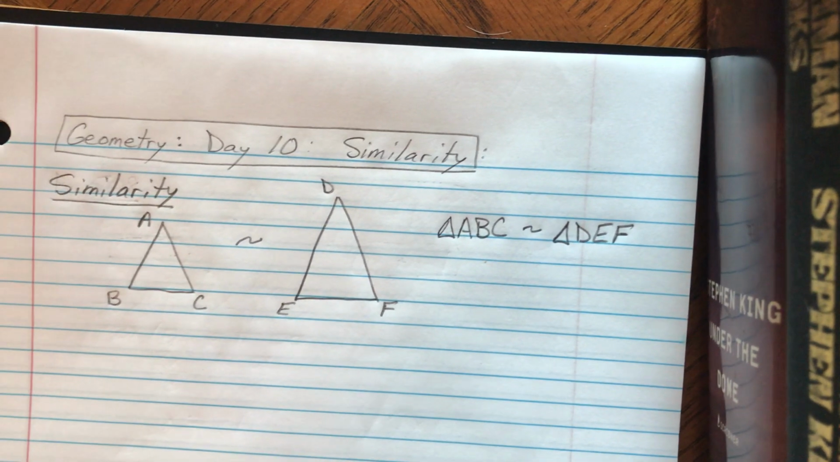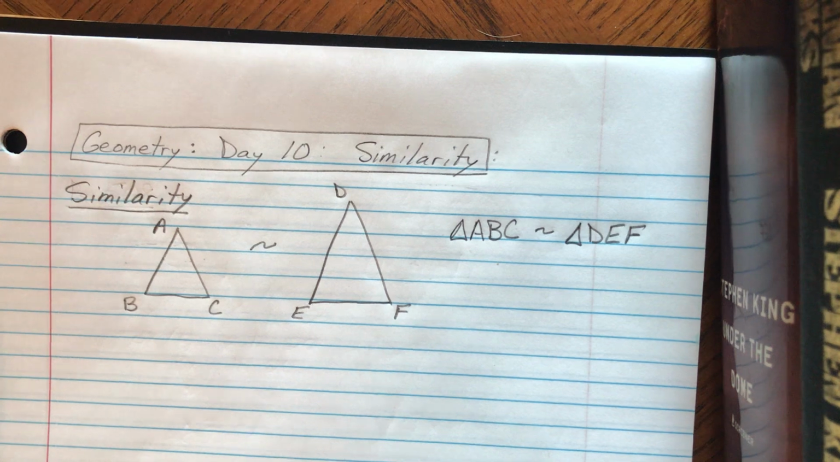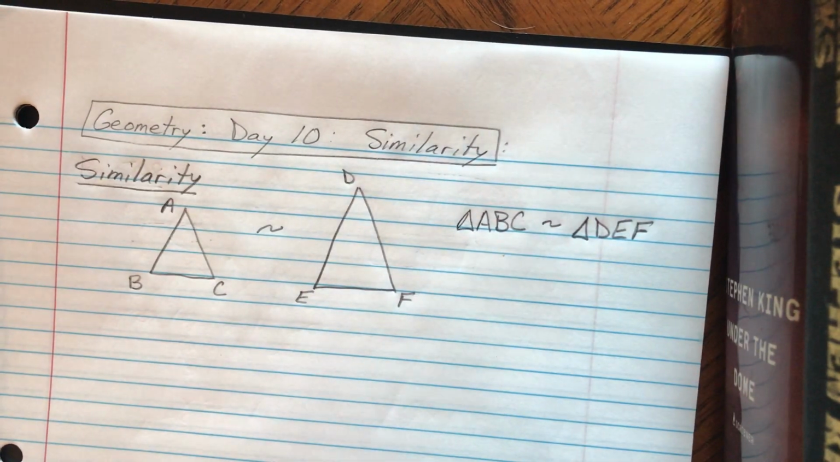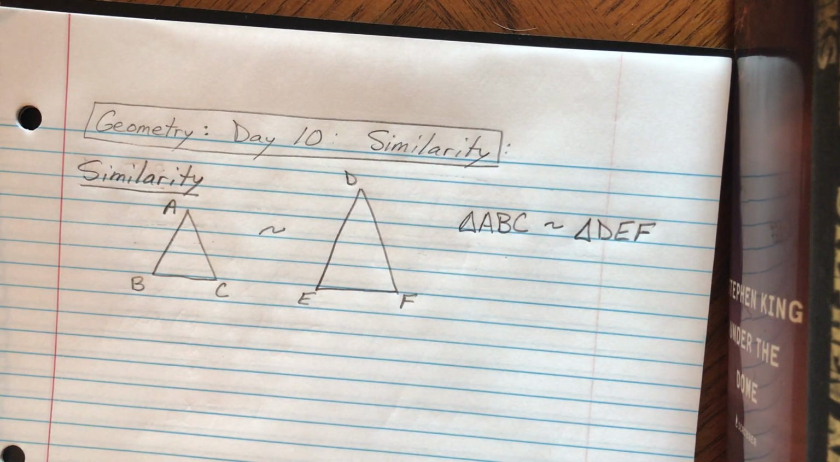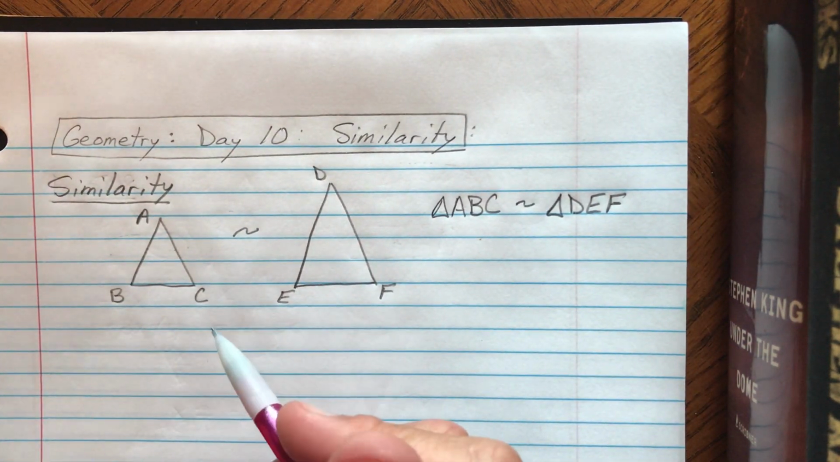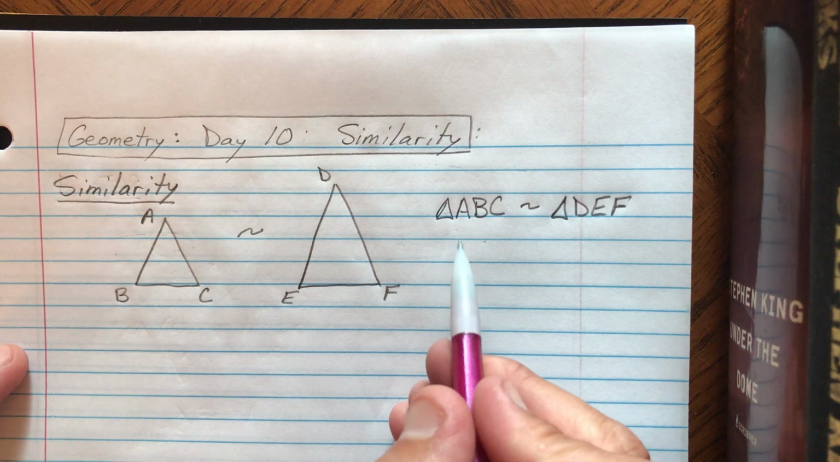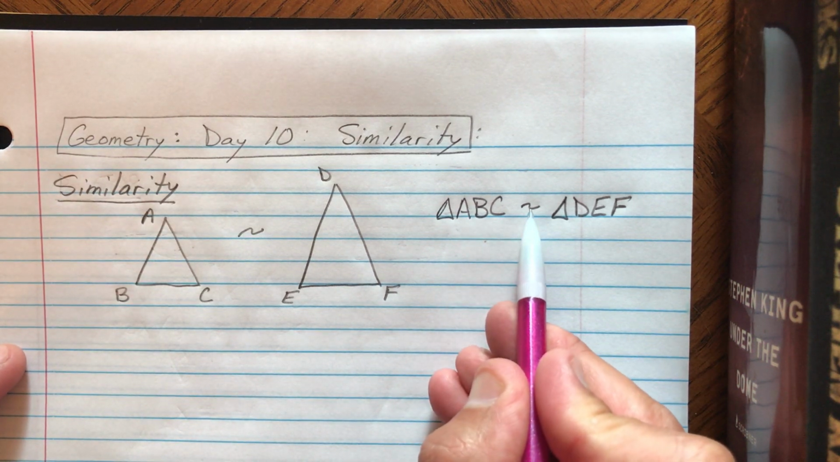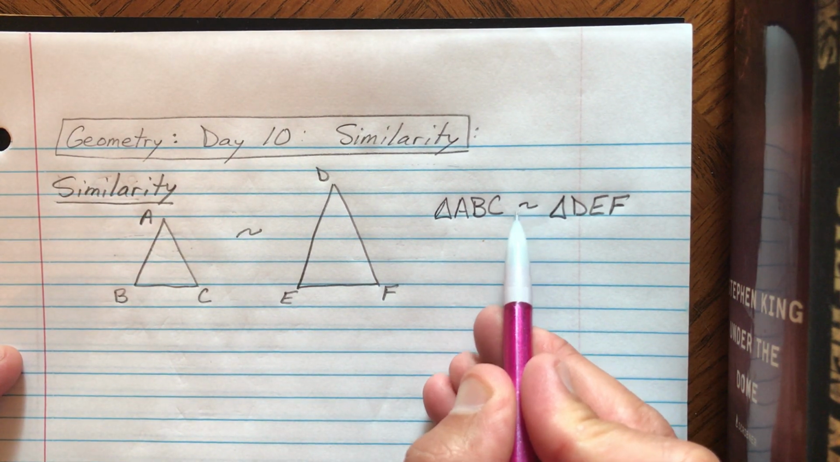Hey guys, today we're going to talk about similarity, which is a really important topic in geometry. Similarity gives you two things about shapes. Let's talk about triangles. This is the symbol for similar. It looks like a little squiggly.